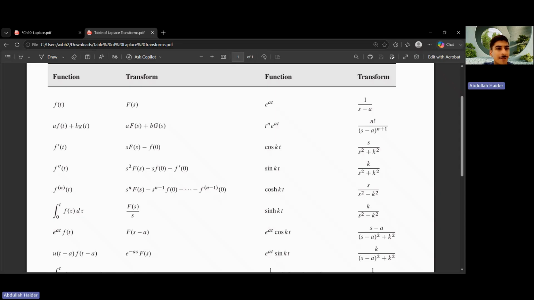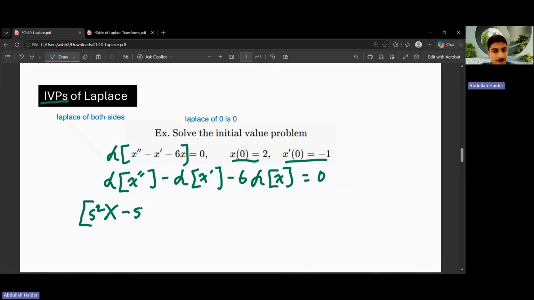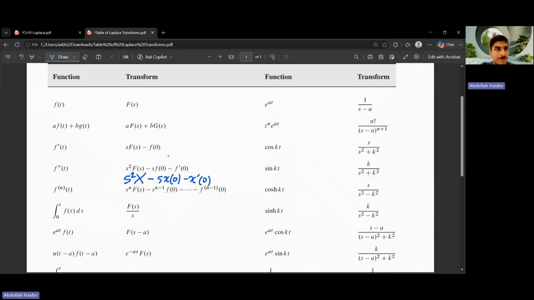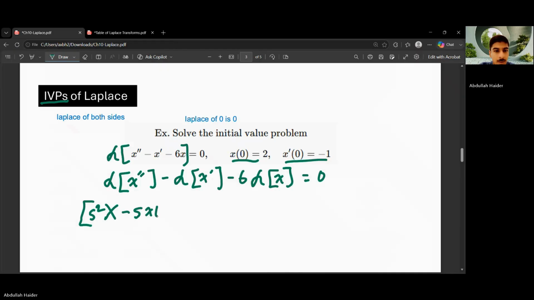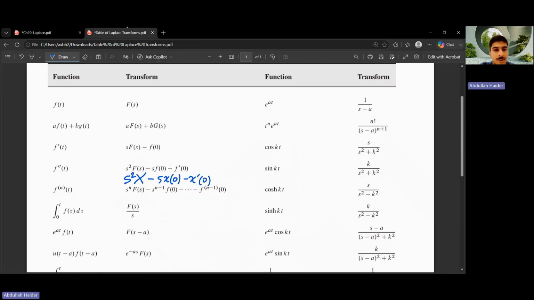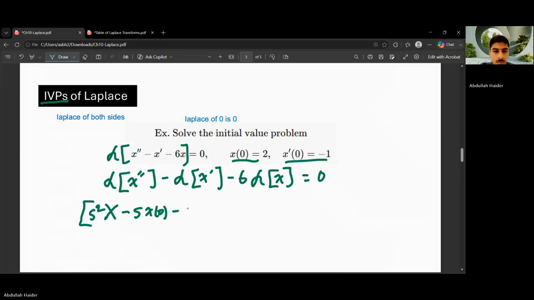Let me just make it more simple. s squared big X minus s small x of 0 minus small x prime of 0. Now you notice that there's a difference between the big X and the small x, but just write it for now: s squared big X minus s x of 0 minus x prime of 0. Keep this separate. Now we found the Laplace of this.